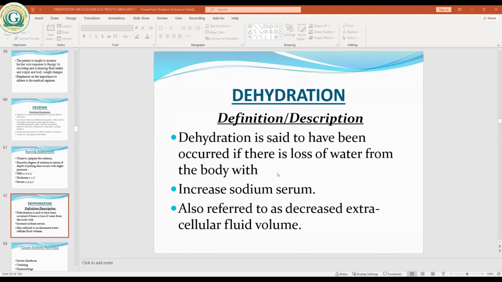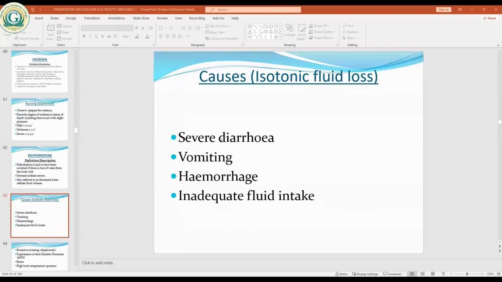Dehydration is said to have occurred if there is loss of water from the body with increased serum sodium, also referred to as decreased extracellular fluid volume. So here, dehydration is simple. It's a simple loss of water from the body, leaving the solute, which is the sodium. So the causes are almost the same as the causes for fluid volume deficit, as I did with you.